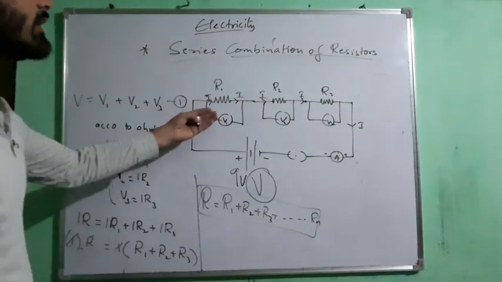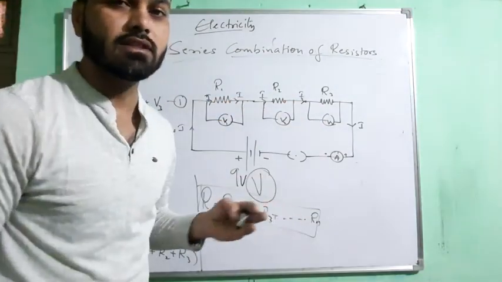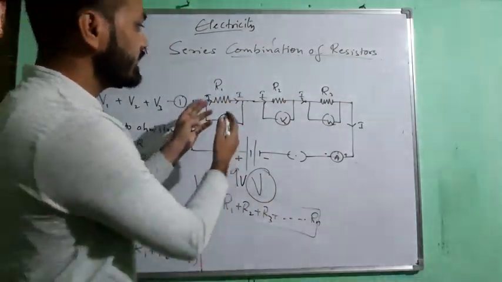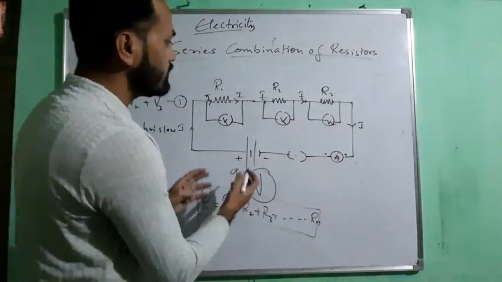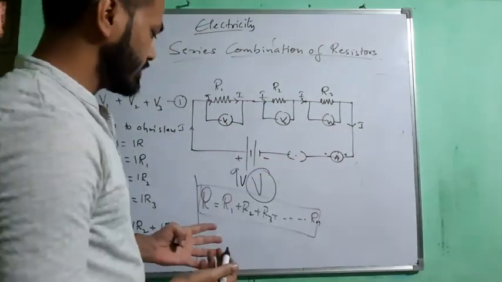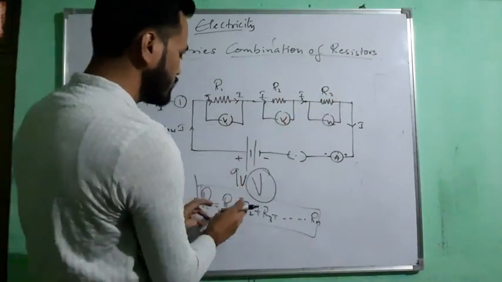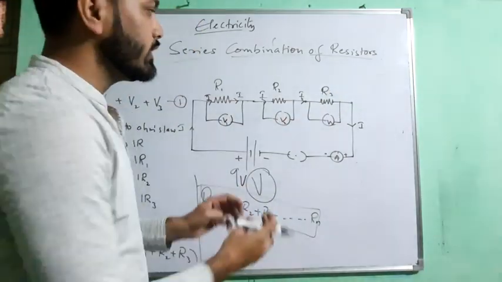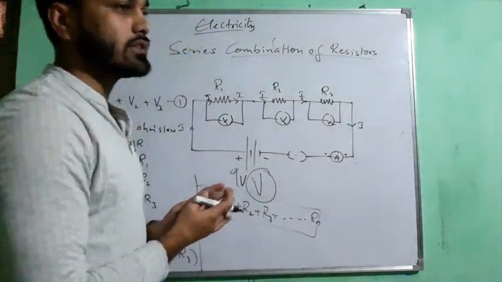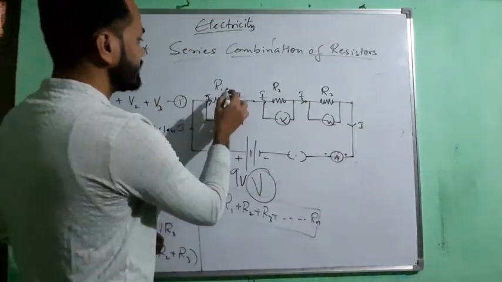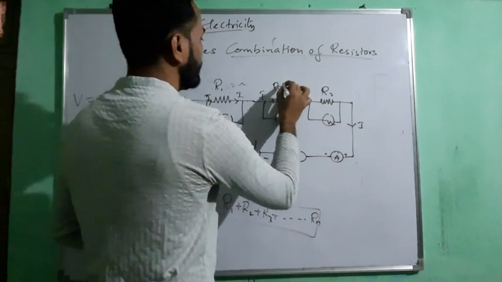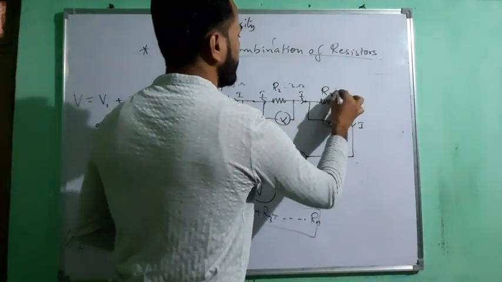Whenever the number of devices or resistors are in series, their resistance can be found just by adding up. Let us say R1 is 2 ohm, this is 3 ohm, this is 4 ohm. Just go on adding up, and you will get the total resistance of the circuit.